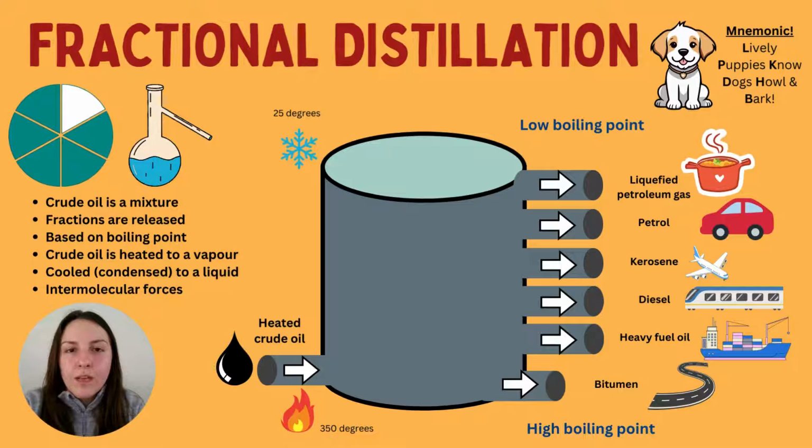Liquefied petroleum gas is used in homes for cooking and for heating. Petrol, as you probably know, is used for cars and buses and general transport. Kerosene is used for aircraft, and diesel is again used for general travel, but also for trains. Heavy fuel oil can be used for ships, and bitumen is often used for roads and roofs. So those are the key ideas that you need to know for fractional distillation.